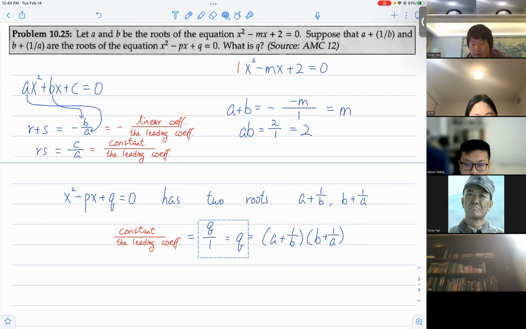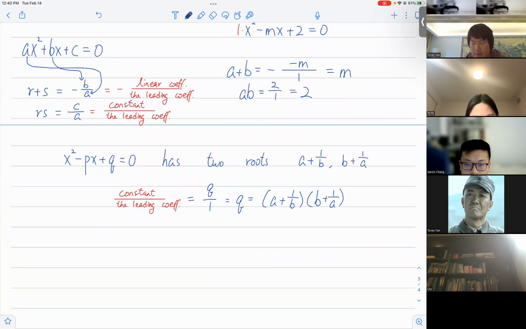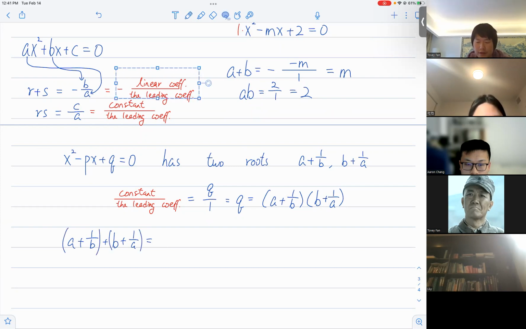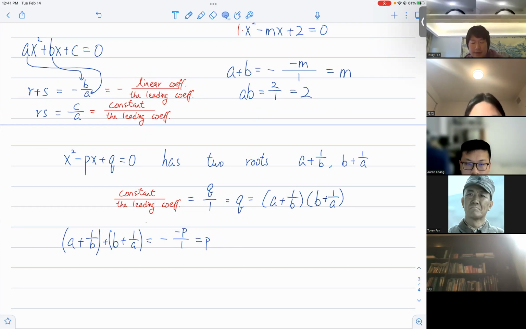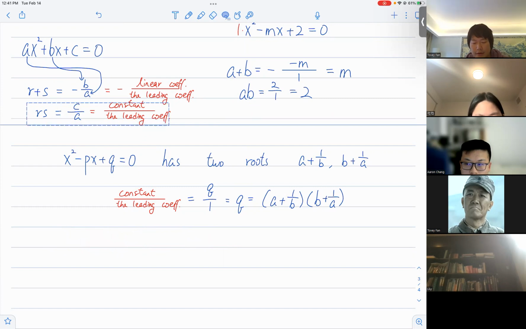The product of two roots is constant over leading coefficient, which is q. Of course, you can do the sum of the two roots, but the sum here doesn't really help us. The sum of two roots in this case is r plus s, the linear coefficient over the leading coefficient with a negative, so it's negative of negative p over 1, which is p. So p here is the sum of roots. But the question is only asking for q, so this is no use. Okay, we're just going to wipe it out. We only use the second part of Vieta's theorem because it involves the constant, and we need to get the value of the constant.